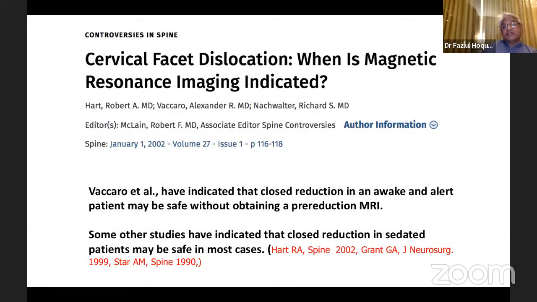In cervical facet dislocation, when is MRI indicated? There is a lot of confusion in this regard. The latest article says that closed reduction in an awake and alert patient may be safe without obtaining a pre-reduction MRI. Some other studies have indicated that closed reduction in a sedated patient may be safe in most instances. So clearly, we are not waiting for the MRI if the patient is alert and awake.